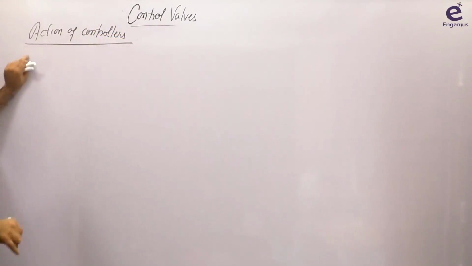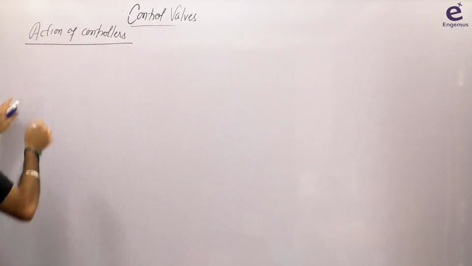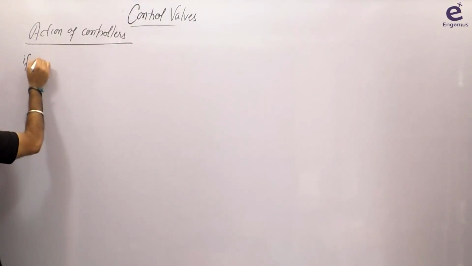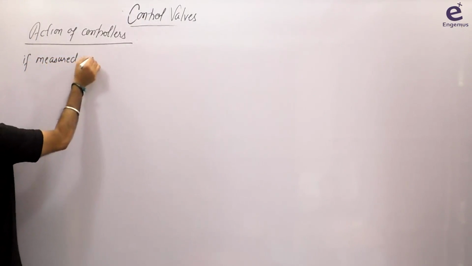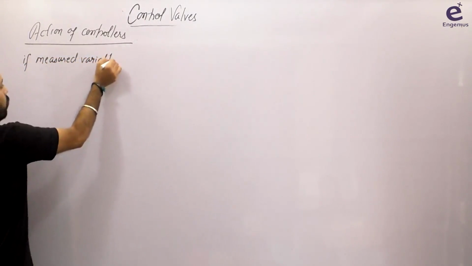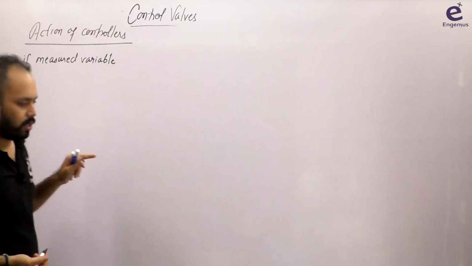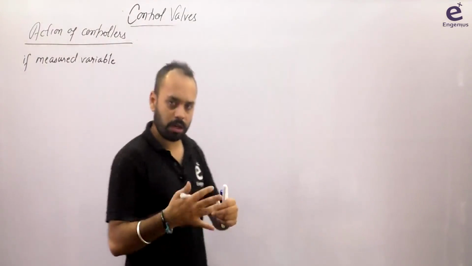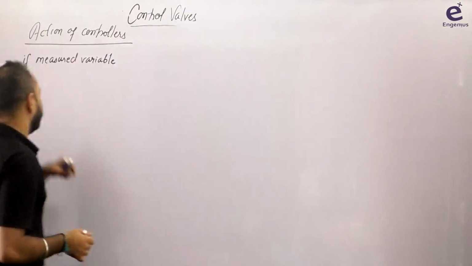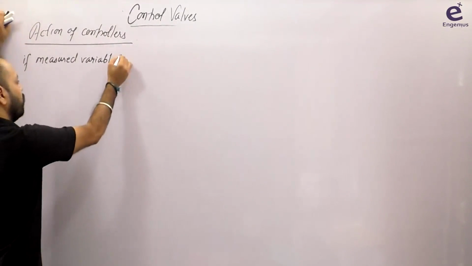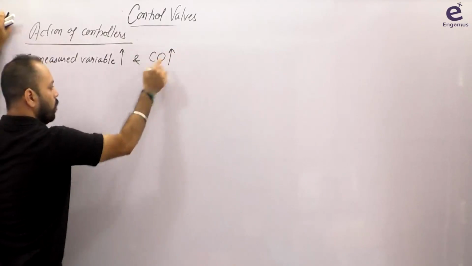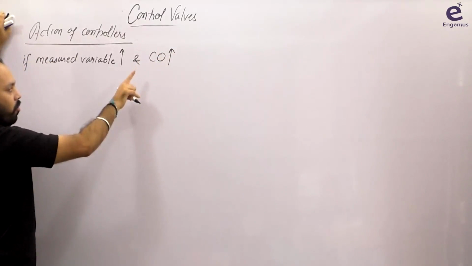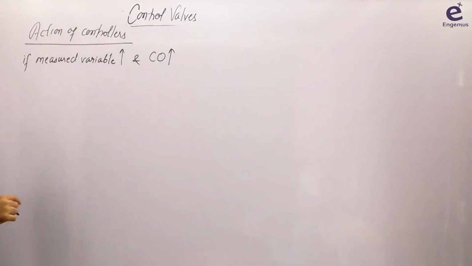How to check the action of controller? If measured variable, do you understand what is measured variable? The variable which we are measuring, which, if it is a feedback control strategy, is also the variable which we are controlling. Okay. So if measured variable increases and controller output also, controller output, not the output of the valve, we are checking the action of controller.